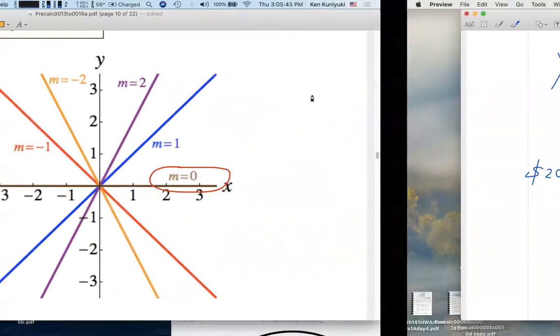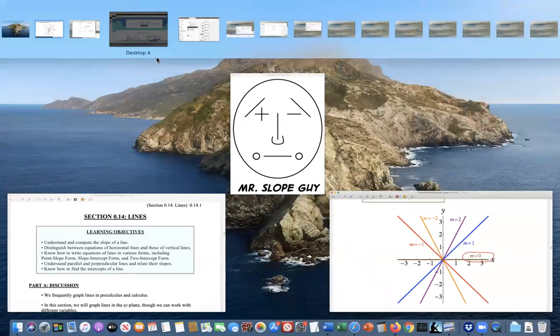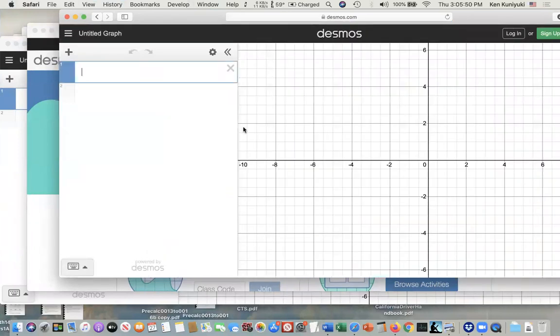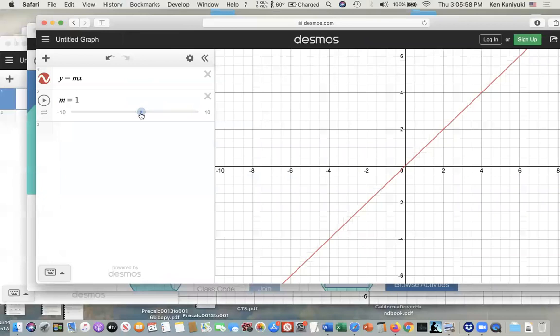Let's play with Desmos. Let's go into Desmos. All right. y equals mx. I'll add a slider. Whenever you put in a parameter like m, you can add in a slider, right? So here's y equals 1x. Here's y equals 2x. y equals 3x. It's getting steeper, right? Here's y equals 3.2x. y equals 3.5x. Getting steeper, steeper, steeper, all right? y equals 10x is very steep.